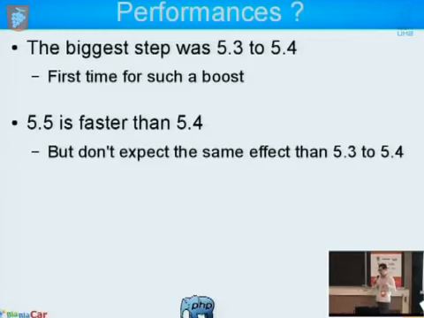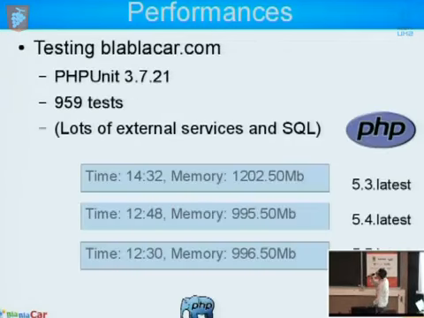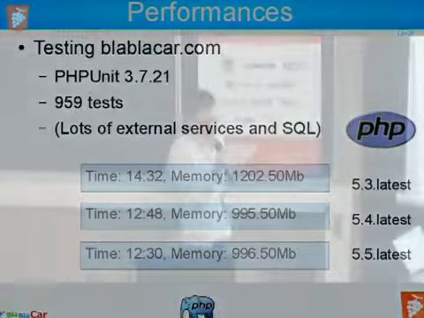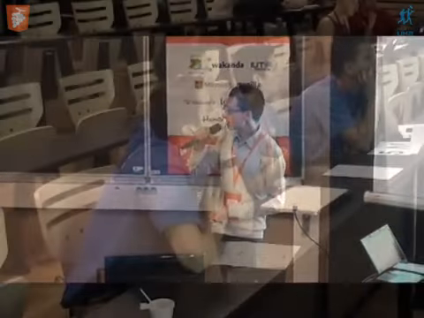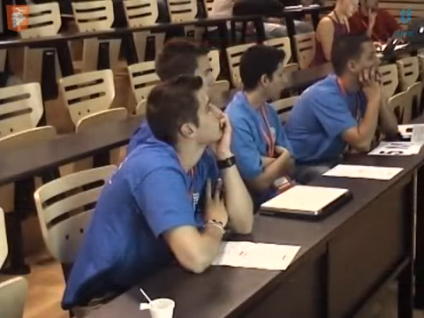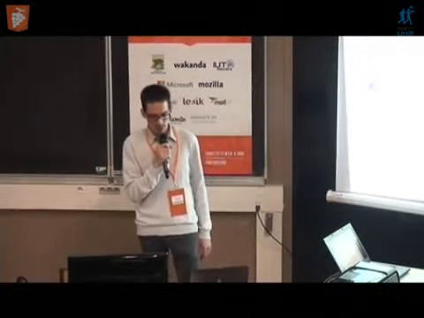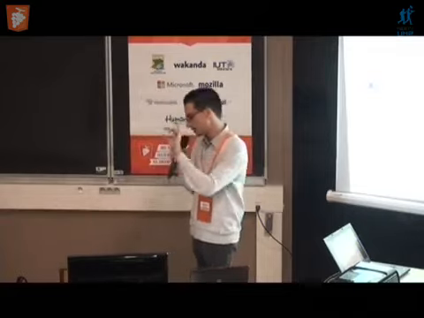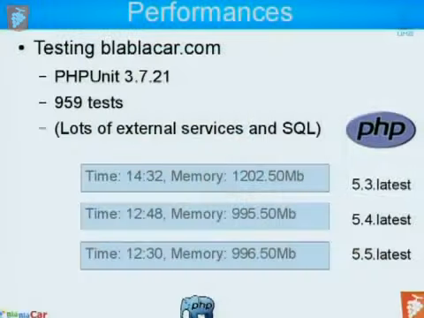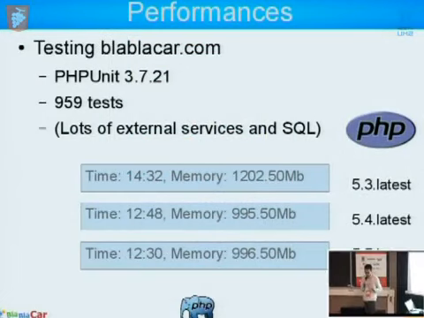From 5.4 to 5.5, you should expect a very little improvement in performance, but the big gap is between 5.3 and 5.4. So here is a benchmark I just ran on my test suite we use at BlaBlaCar.com. We have about 1,000 tests with lots of external services and SQL, and here you can see the memory usage and the time taken to run all those tests. Between 5.3 and 5.4, it was very nice about improving performance. In 5.5, it's just a little bit less than this. We are not wizard magicians, you know, so you cannot improve performance every time.